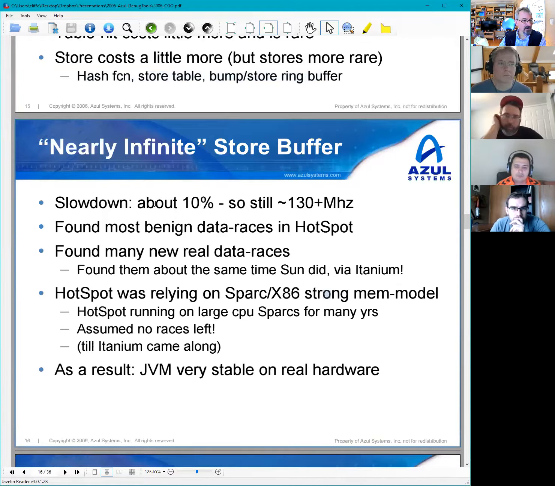So my slowdown over simulation was about 10%. So I'm still getting 130. This is old hardware. This is decade-old x86 hardware. So 130 megahertz was the effective clock rate in the end.